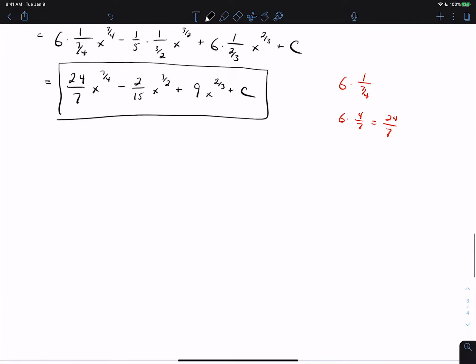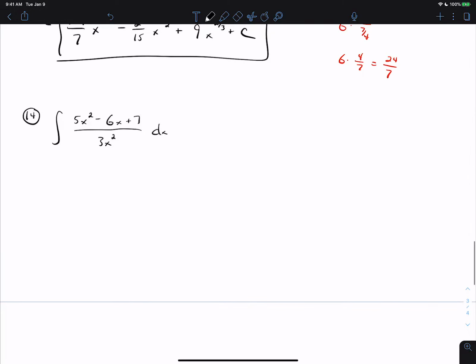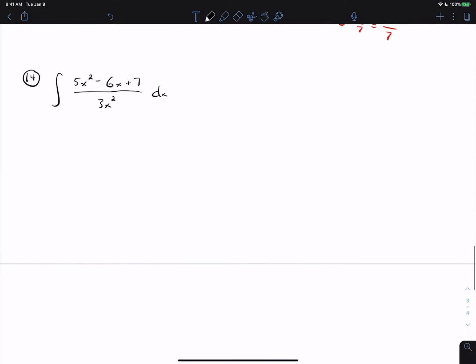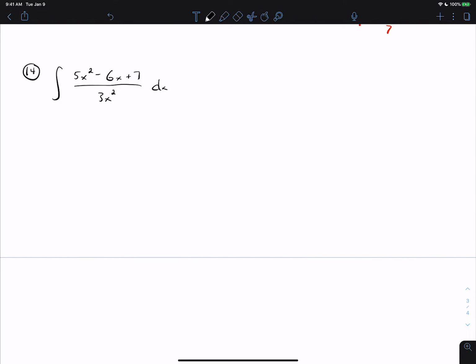Okay, I want to look at one more example on this video, and then I want you to try some problems before the next video. So if I have 5x squared minus 6x plus 7 over, say, 3x squared, we don't have a rule that will allow us to split up division, but what we can do when we have a single term in the denominator is we can split this into 5x squared over 3x squared minus 6x over 3x squared plus 7 over 3x squared.